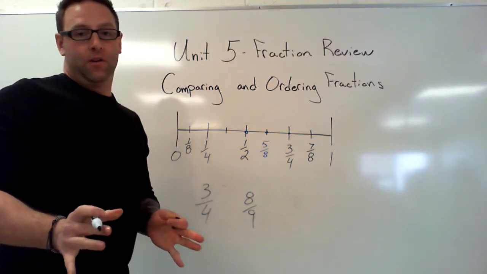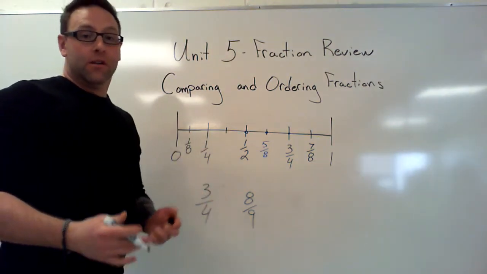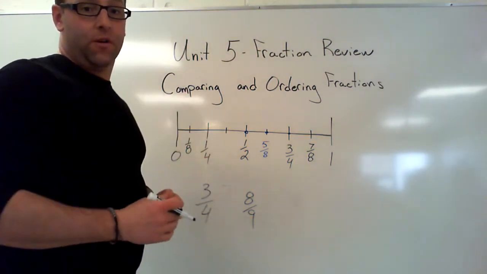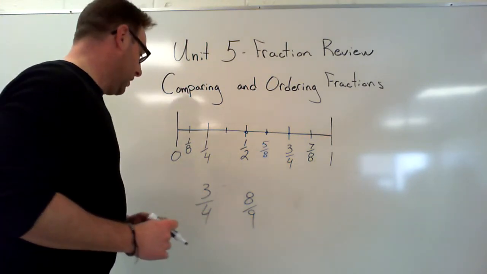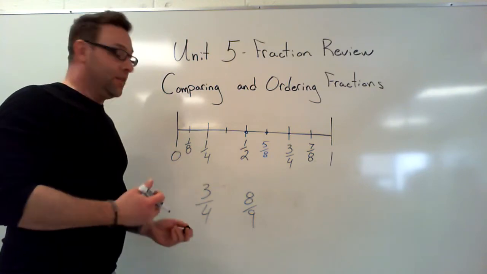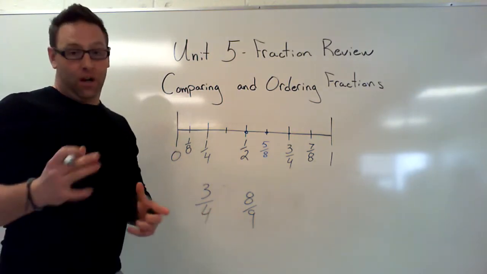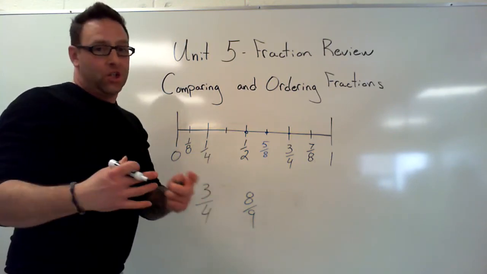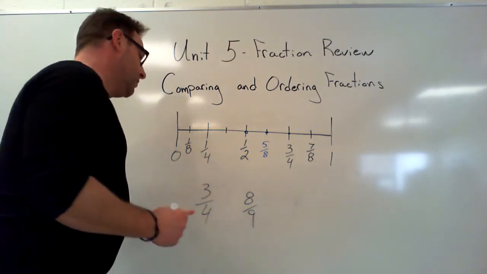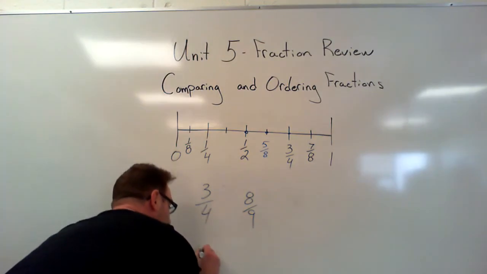3 over 4 and 8 over 9. What do we have to do first? Step 1, make an equivalent fraction for each one having the same denominator. What are we going to use? What I'm going to do is simply times them by each other. That's an easy way to get an equivalent fraction if you're not sure about the basic facts. So 4 times 9 is 36.